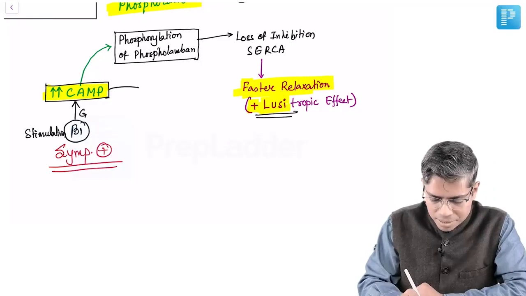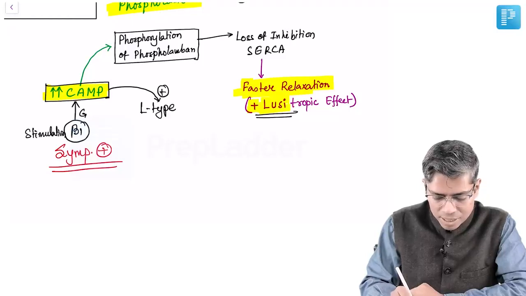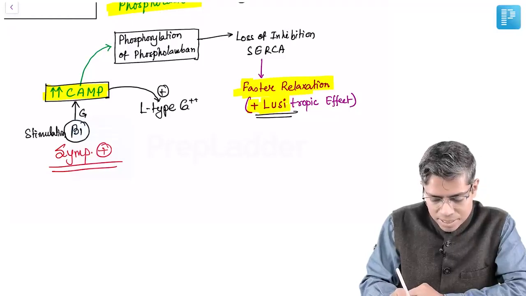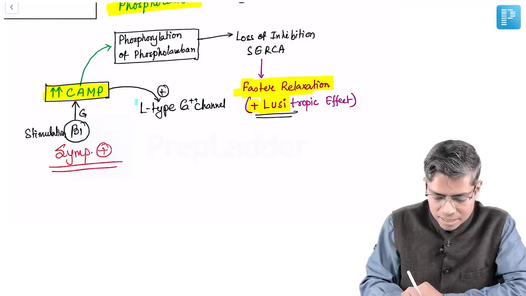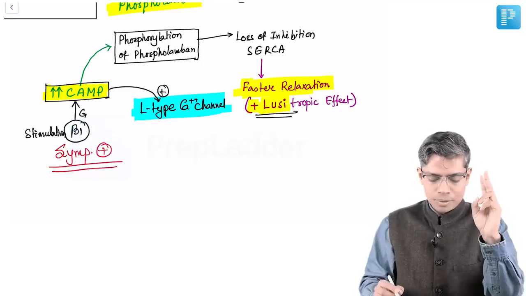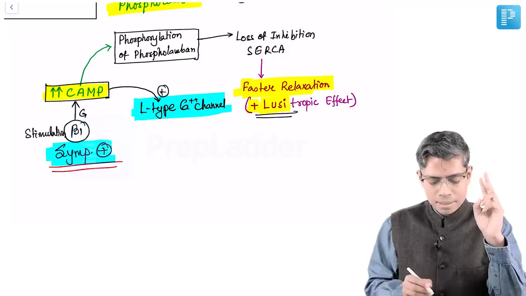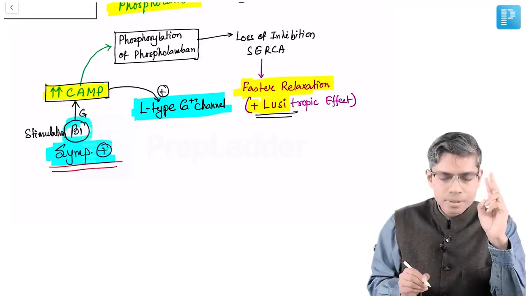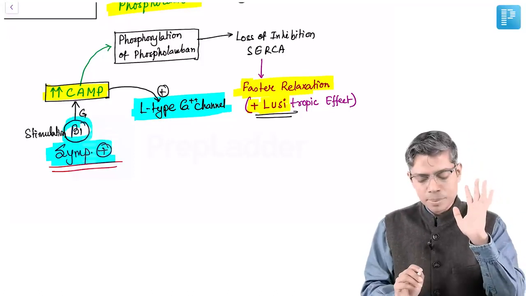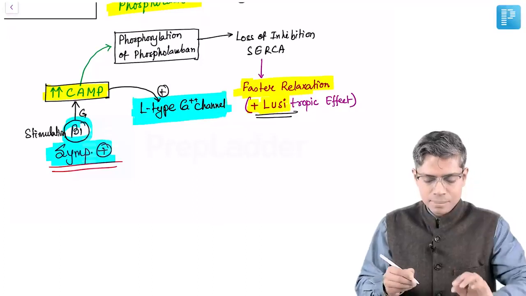That is, this cAMP is also a stimulator for the L-type voltage-gated calcium channel, the DHPR channel that we have discussed earlier. That channel is stimulated by this cAMP. So two things are happening. Whenever you are stimulating the sympathetic system on a myocardium cell, it is stimulating the beta 1 receptor, which is generating a huge amount of cAMP. cAMP, on one hand, stimulates the L-type voltage-gated calcium channel.